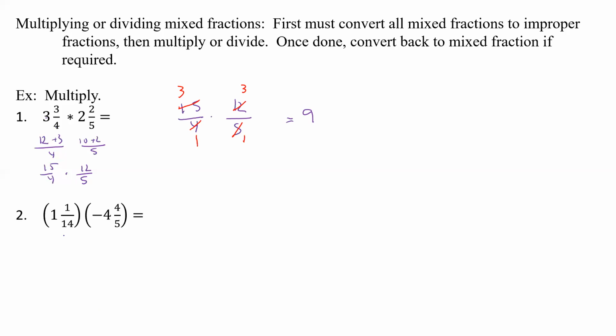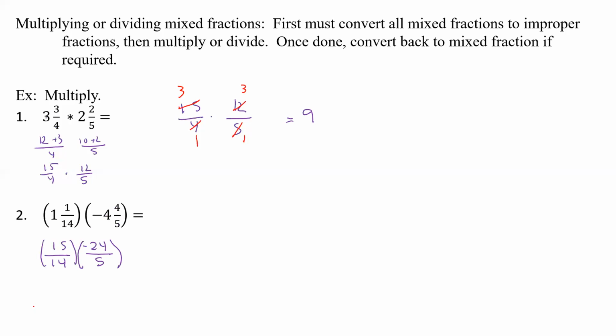Okay. What about the second one here? All right, so here we have 14 times 1 is 14 plus 1, so that's 15 over 14. Okay. And we're going to multiply that by, now this is going to end up being a negative in the numerator. So we'll have 5 times 4, that's 20, plus 4 is 24. And again, it's a negative, and that's all over 5.